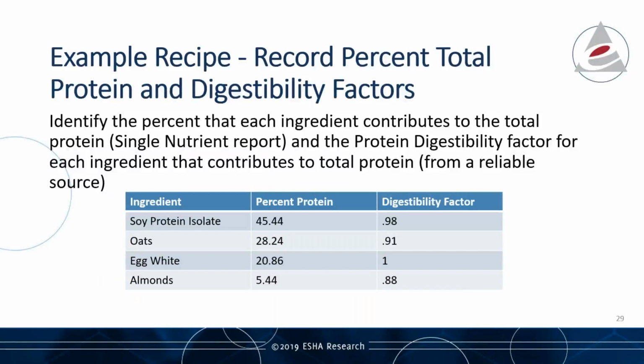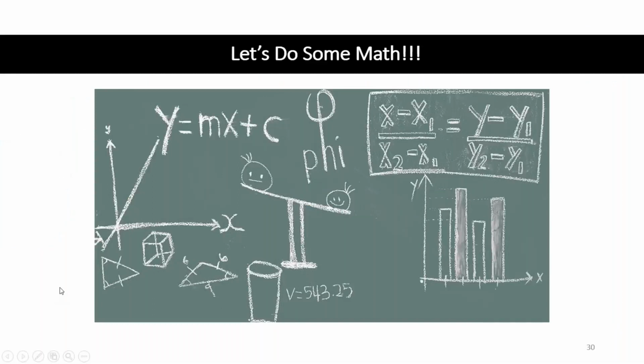And here I've collected my information in one place, and I made note of the percent protein from the single nutrient report and the protein digestibility from my reliable source for each of the ingredients contributing to protein in my recipe. And now comes the fun part. We get to fill in the puzzle pieces and calculate for PDCAAS.